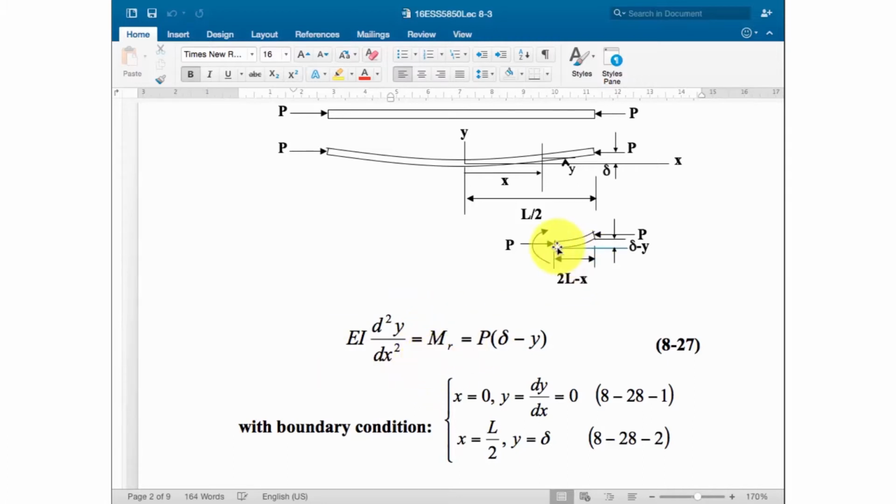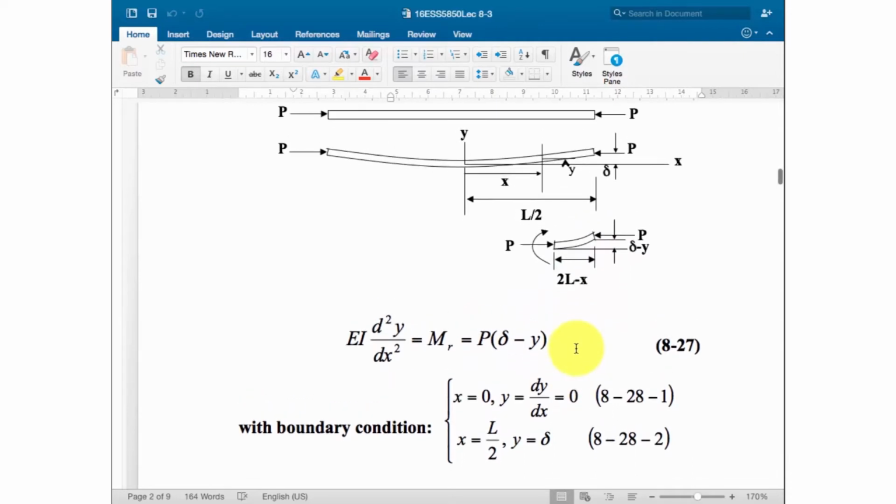The bending moment here, at this position, will be the force P times this distance, the arm, delta minus y. The arm is over here. Delta is your deflection, the total deflection. Y is the position over here. So delta minus y is the distance, the arm over here.